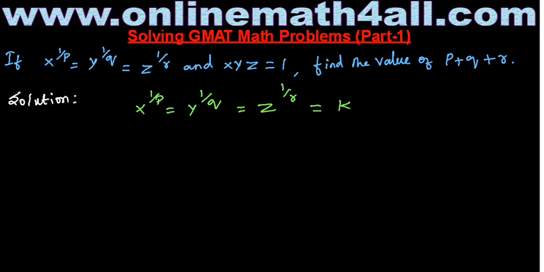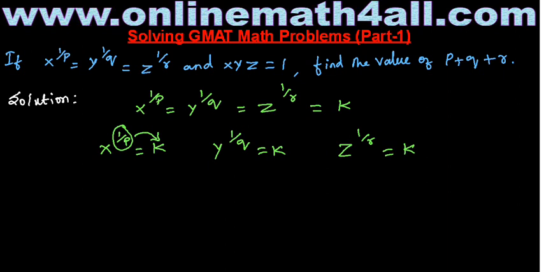Since all of them are equal, the value of x to the power 1 over p is equal to k, and y to the power 1 over q is equal to k. The value of z to the power 1 over r is equal to k. Now if I take this 1 over p to the right side of the equation, we have to take the reciprocal of the power. So the reciprocal of 1 over p is p.